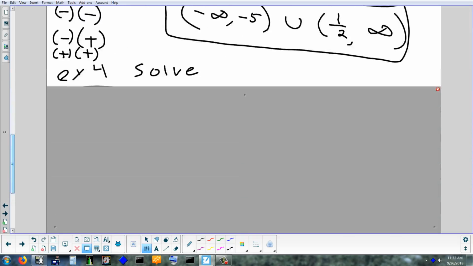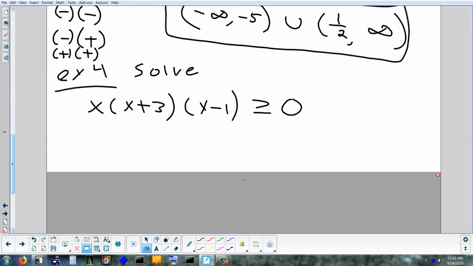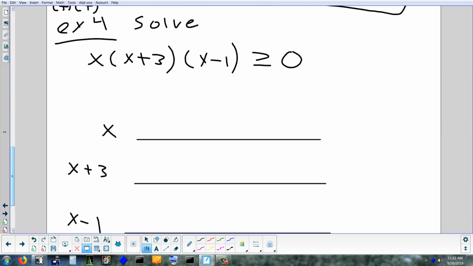Let's try this one. This one isn't a quadratic, this one's a cubic. But because we don't really know how to factor cubics yet, I've already factored it for you. First factor is x, the second one is x plus 3, the third one is x minus 1. Okay, so let's make a number line for each factor.